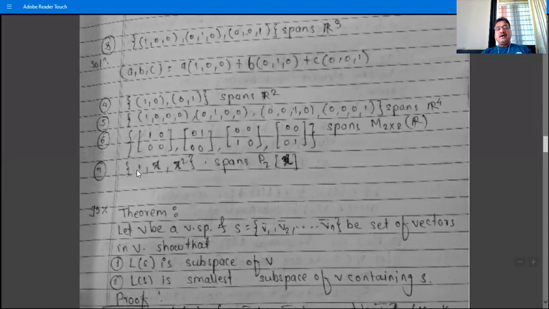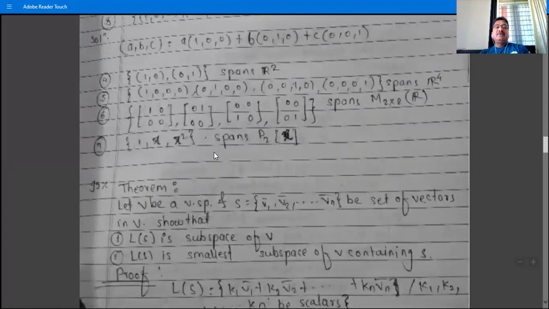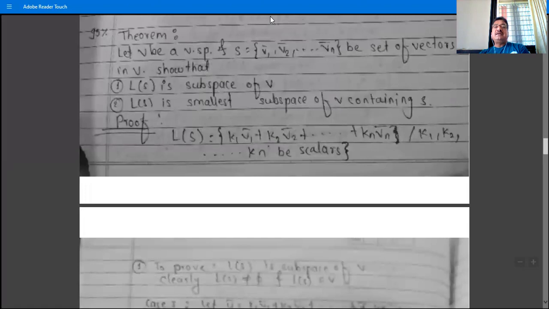In this way, 1, x, x square, ..., x raised to n spans Pn(x). That is, this set contains three elements in the previous case, and the set 1, x, x square, ..., x raised to n contains n plus 1 vectors. That set spans Pn(x) or Pn, the set of all polynomials of degree less than or equal to n. So these are some examples of spanning. We will see the theorem on this linear span in the next lecture.